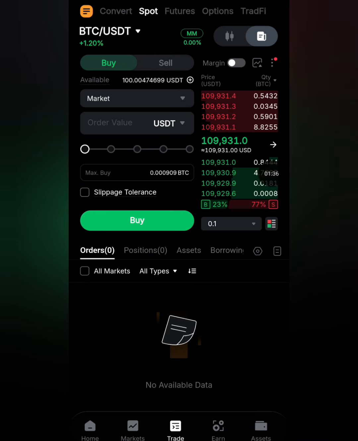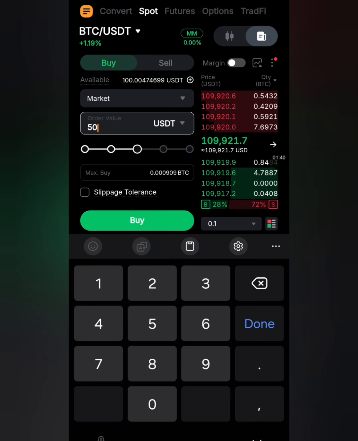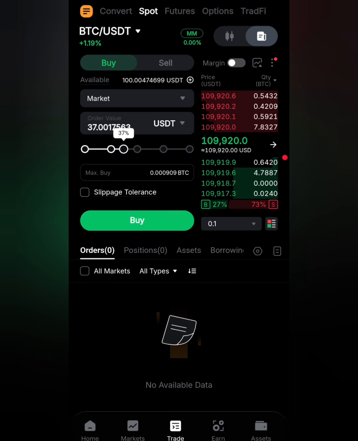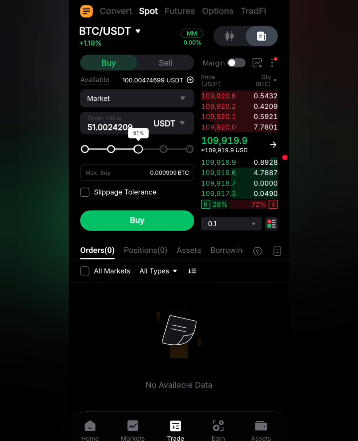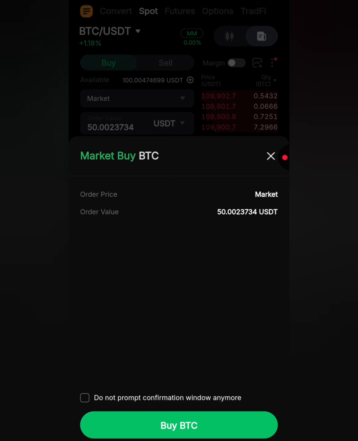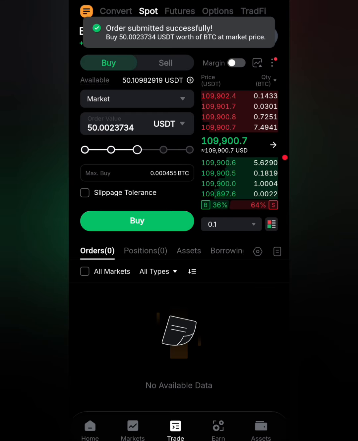But then if you want to buy BTC right now, you can use the market order, okay? It's going to purchase it at the current market price, all right? So let's say I want to purchase 50 USDT worth of this. You can also use this option to put in the amount you want to buy. So let's say you want to use 50% of your funds right here, okay? So right here, I've selected market order.